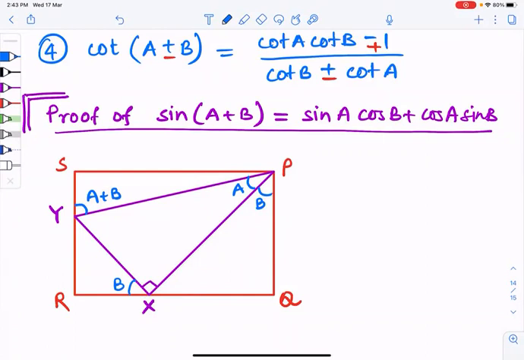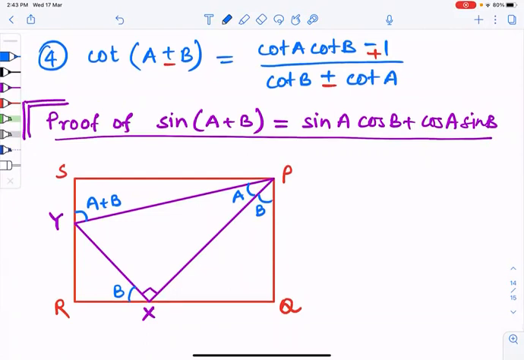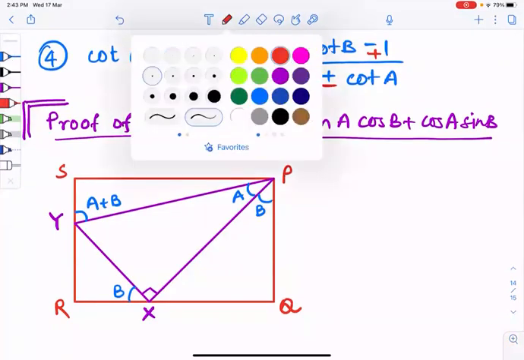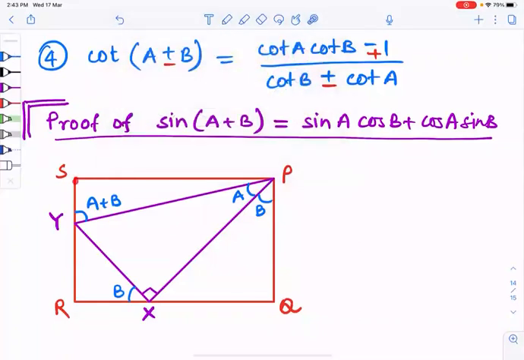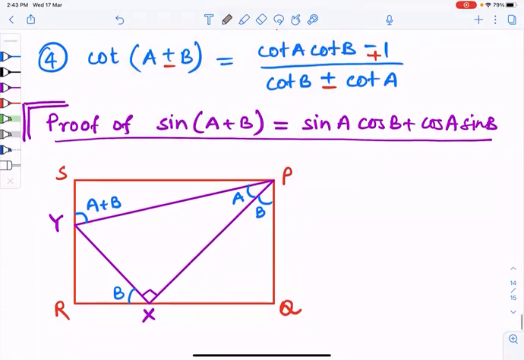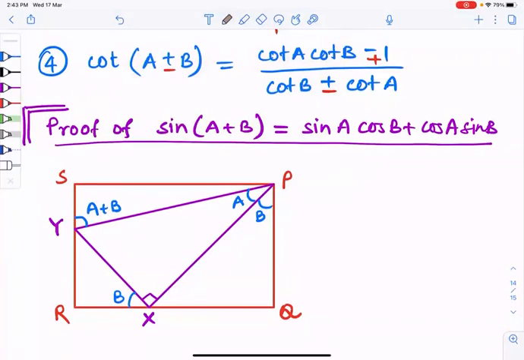Now, from this triangle, let me choose a different ink. Let me choose this one. From this triangle, if you look at this triangle here, it is a right angle triangle. And from this triangle, what can I say? I can say that sine of A plus B, this is A plus B angle. This is 90 degree. This is hypotenuse. This is altitude. So what can I say? I can say that from this triangle, sine of A plus B.